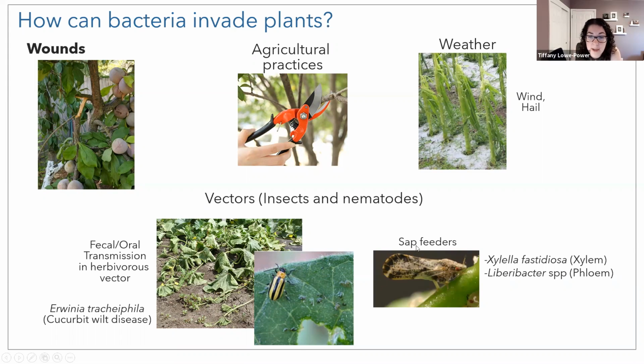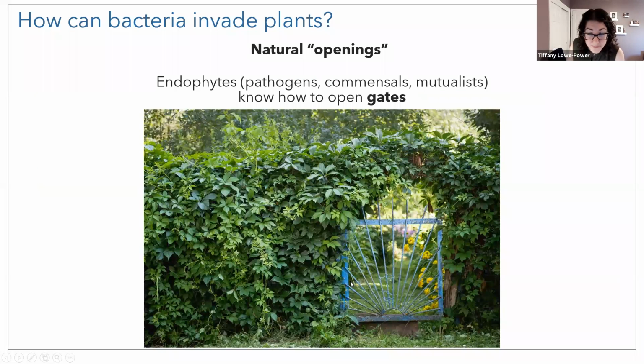There are also some insects that are sap feeders. Xylem-feeding insects are able to move Xylella species from plant to plant. And then other insects that feed on phloem sap are able to move Liberibacter from plant to plant. And we'll be talking about Liberibacter in the case study next week, so you'll learn a lot more about that.